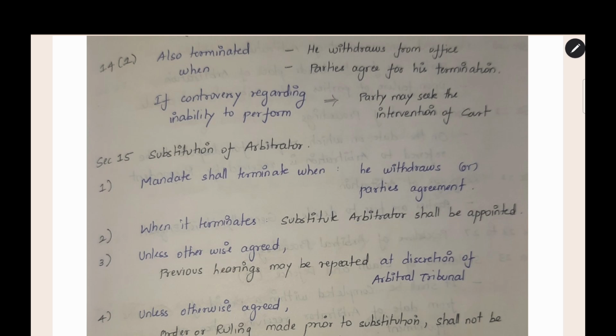For example, one person is an arbitrator. In between, he withdraws from the office and you appoint another substitute arbitrator. Now, any hearing which happened before the previous arbitrator may be repeated at the discretion of the tribunal. Now, the new arbitrator asks that you have to conduct the hearings again because I do not know anything about this case. If he asks like that, then you have to repeat the hearings.